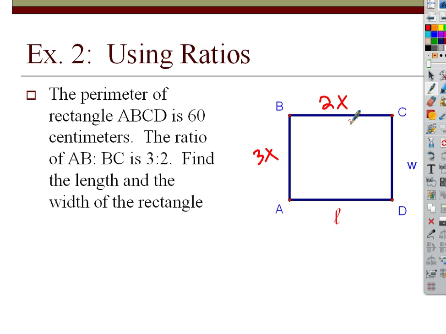Now, what's that going to be? Okay, there it is. We know that the whole perimeter is just going to be 3x plus 2x plus 3x plus 2x, right? And all that has to add up to 60. There you go. So that's our formula, right? We end up with 2 times 3x plus 2 times 2x.